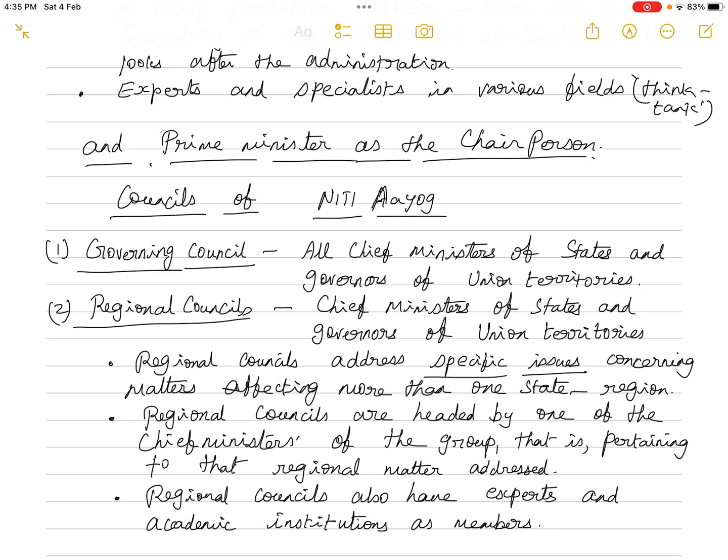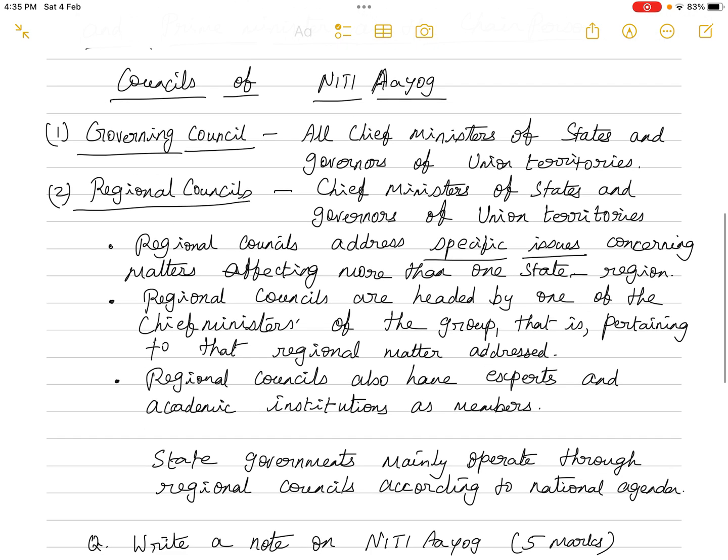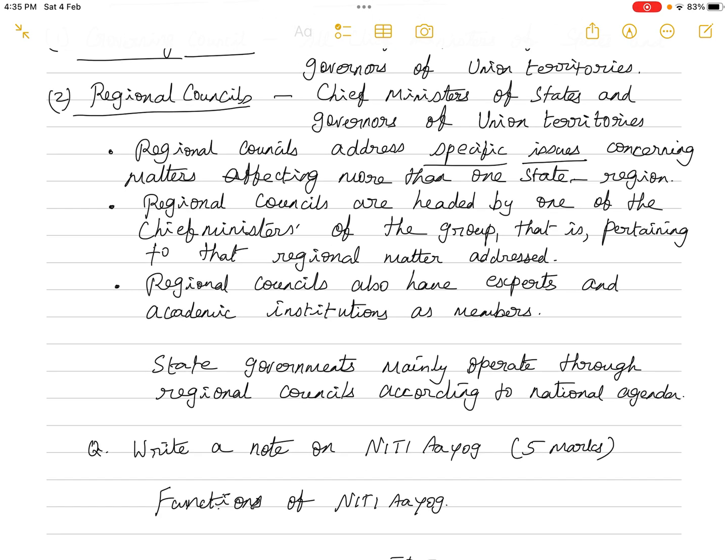And regional councils also have experts and academic institutions as members, and the state governments mainly operate through regional councils according to the national agenda. So the more contact the state governments have with the regional councils, and according to the advice, there are already experts and academic institutions as members in the regional council. According to whatever matters are discussed and whatever policies are recommended by the experts and the academic institutions, the state governments act accordingly. So that will be in accordance with the national agenda.